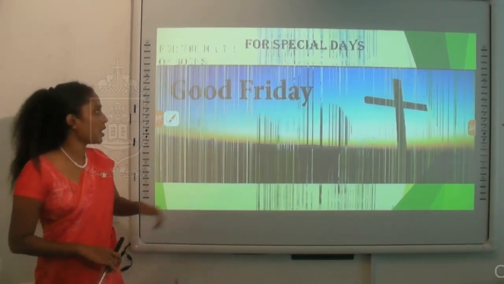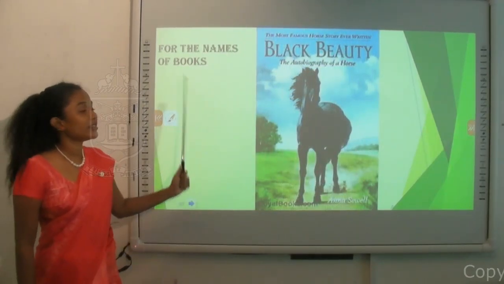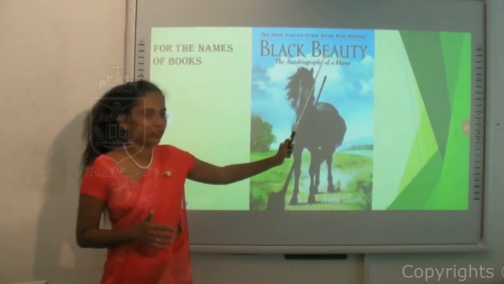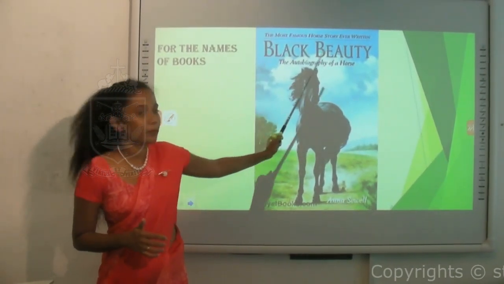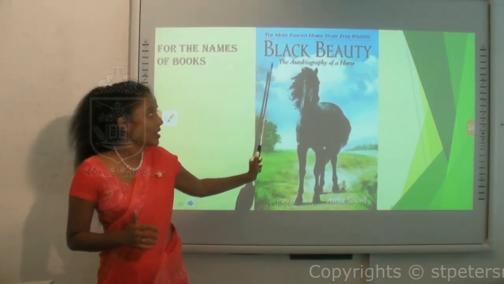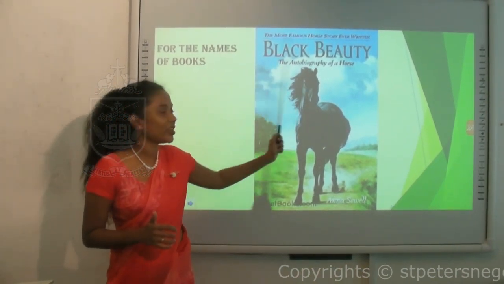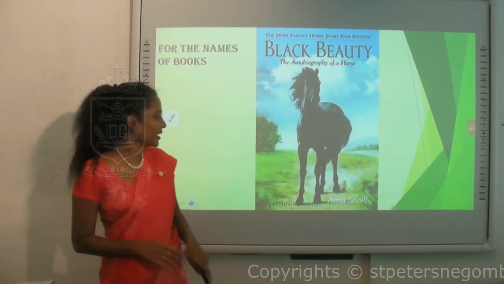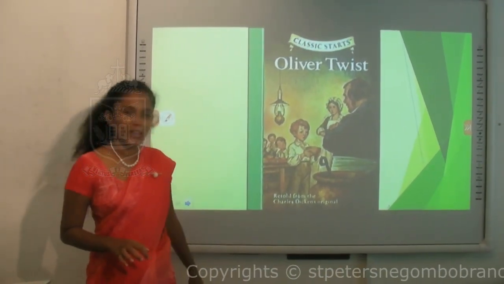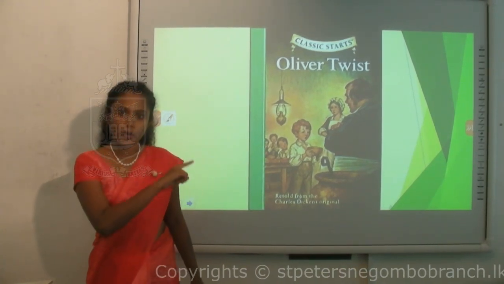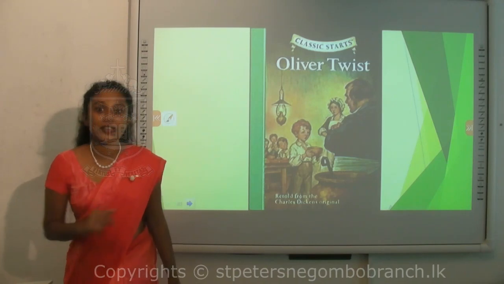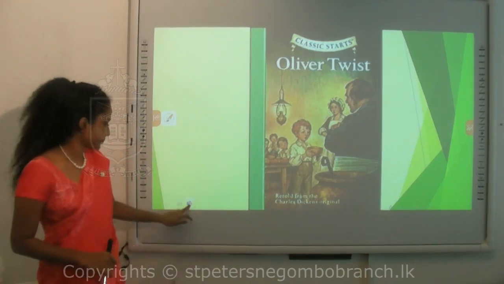Alright, the next one. For the names of books. Have you read this book? It's Black Beauty. Black Beauty is the name of the book. So Black, B and Beauty, B are capital. Okay? The next book is Oliver Twist. Oliver is also capital, and Twist, T is also capital, because it's the name of a book.